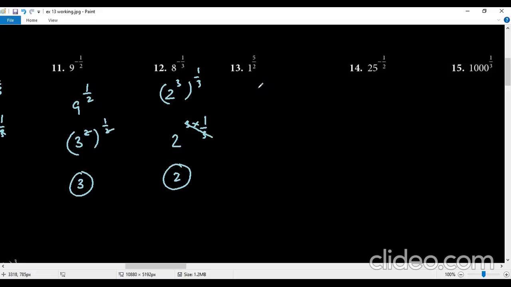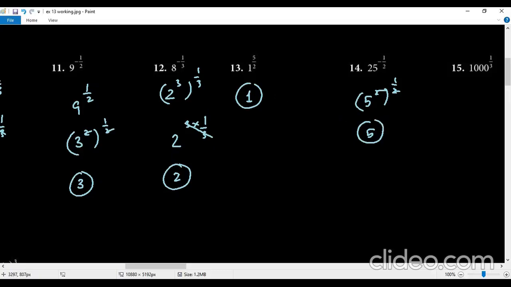Or any other answer, if you think about it, definitely tell me. So the answer is going to be 1. When it comes to question number 14, it says 5 square, I can write instead of 25, 1 over 2. This 2 and this 2 get cancelled. So 5 is going to be your answer.